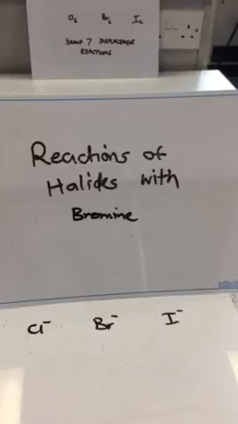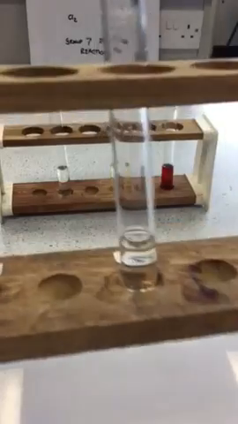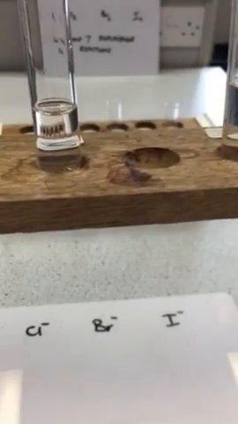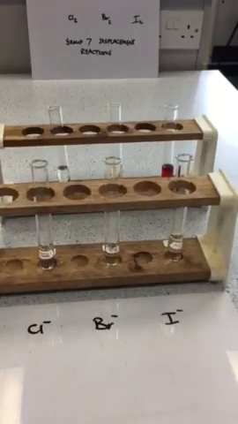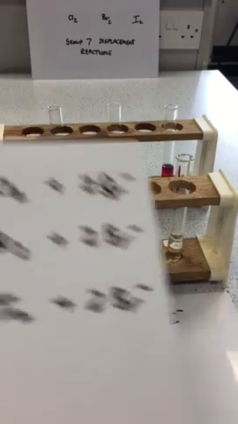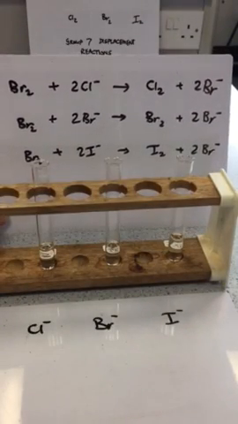Now we're going to look at the reactions of the halides with bromine water. So, our halides, as before, are colourless, okay, and chloride, bromide, iodide. And the reactions we are going to be doing can be summarised on this board here.